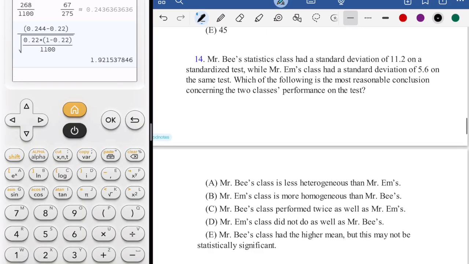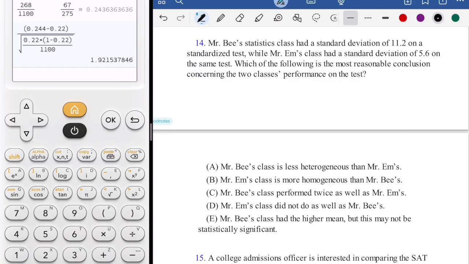Number 14, Mr. B's stat class had a standard deviation of 11.2 on the standardized test, while Mr. M's had a standard deviation of 5.6 on the same test. Which of the following is the most reasonable conclusion concerning the two classes' performance on the test? They're only giving us standard deviation here, so we don't know anything else. We're looking at variation, some sort of measure of variability, so how spread out the data would be. So we can't really say anything in terms of, not B, C, twice as well.